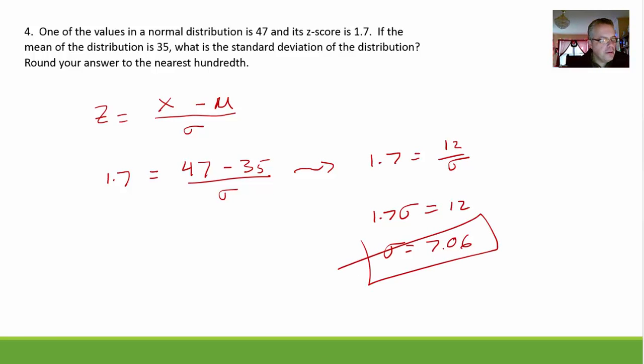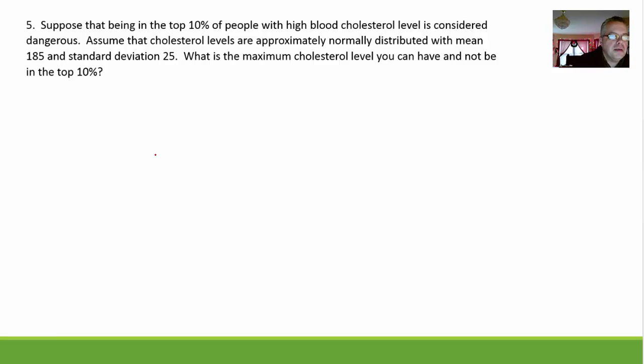All right, so this is just finding a missing value in this formula. All right, next. Okay, 5. We're getting there. There were only 6 questions. So 5, suppose that being in the top 10% of people with high blood pressure level is considered dangerous. Okay, assume that cholesterol levels are approximately normally distributed with mean 185 and standard deviation 25.